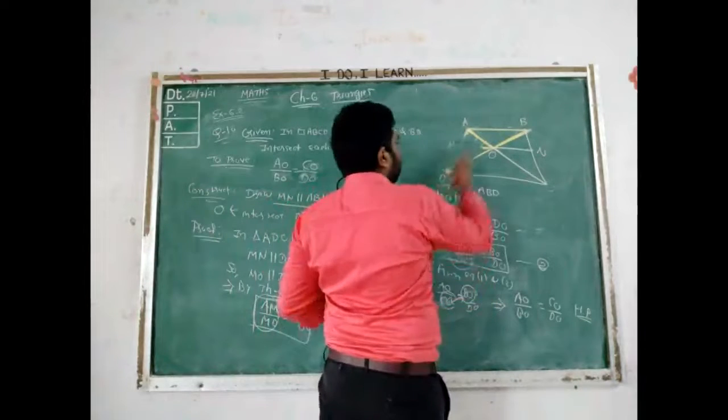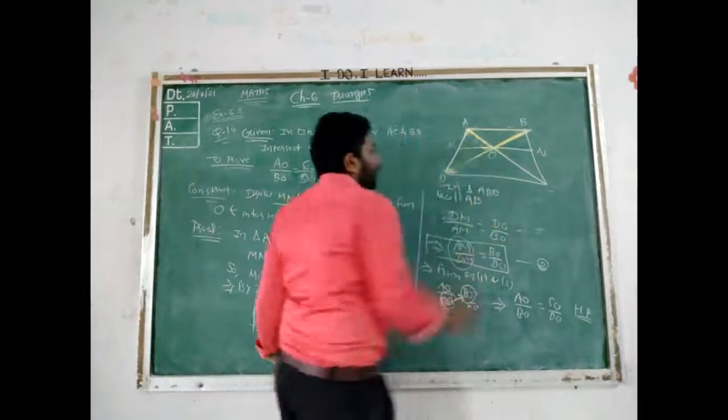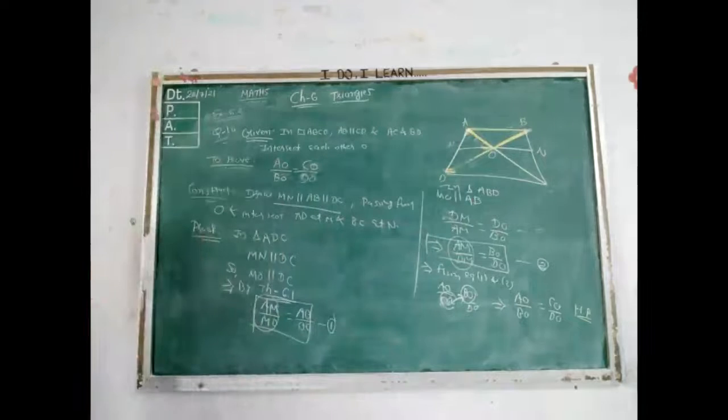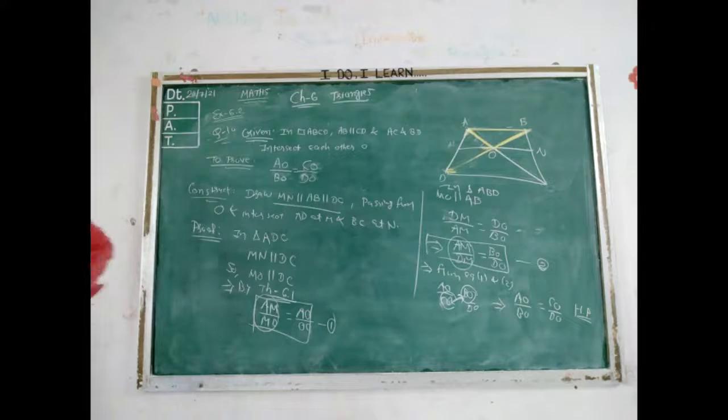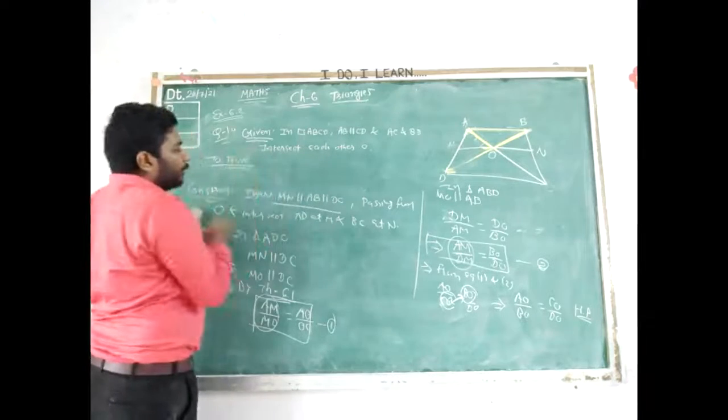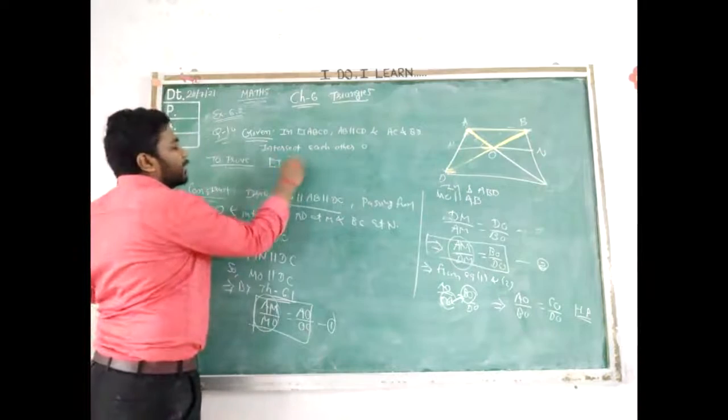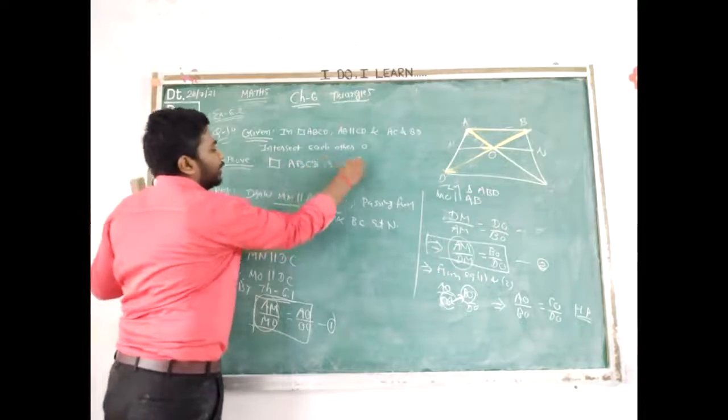Now, if we are talking about question number 10, then it would be like this only. We are just thinking about what we have to do. I'll just give you a step and then you have to do it on your own. See, question number 10: the diagonals of quadrilateral ABCD intersect each other at point O such that AO upon BO is equal to CO upon DO. Prove that ABCD is a trapezium. So we have to prove that ABCD is a trapezium.